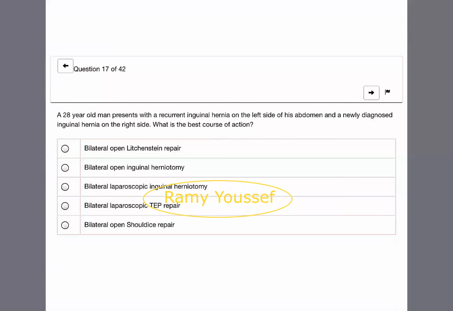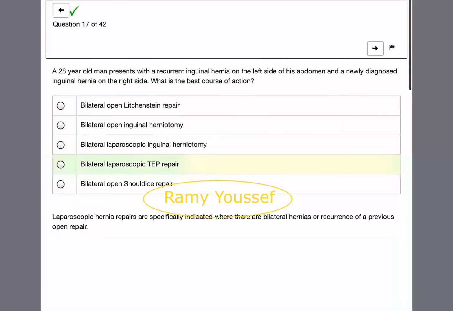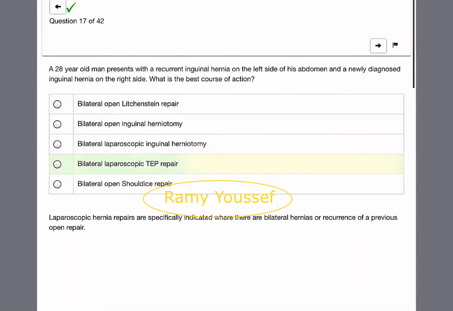I will choose the bilateral laparoscopic TEP repair. Okay, TEP and TAP will not be a big issue for you because many are not surgeons, but we are just checking. We have two laparoscopic answers, one herniectomy and one TEP repair. TEP is total extraperitoneal and TAP is transabdominal preperitoneal. So herniectomy is not logical. We'll go for laparoscopic repair. One side is first time and the other side is recurrent.